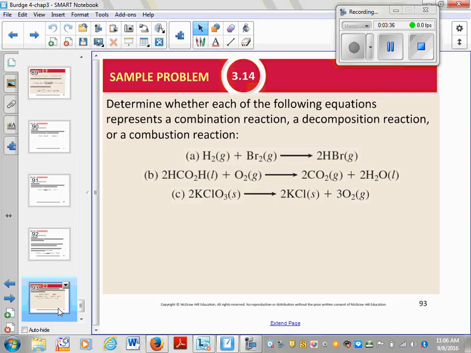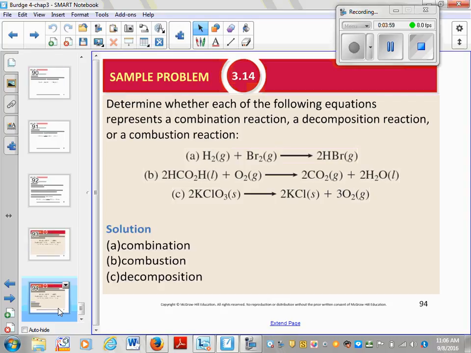So looking at these, A is what kind of reaction? B is what? Combustion. And C is decomposition. Later on in the semester, we'll talk about other reactions. But yeah, A was combination, B was combustion, and C was decomposition.